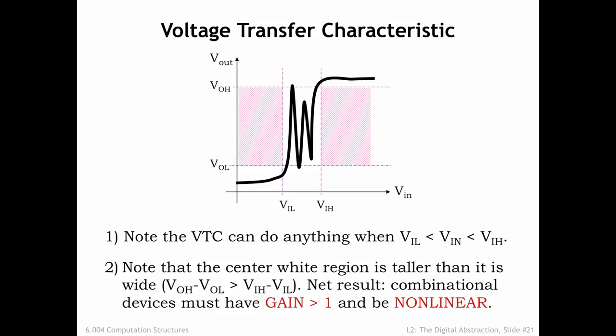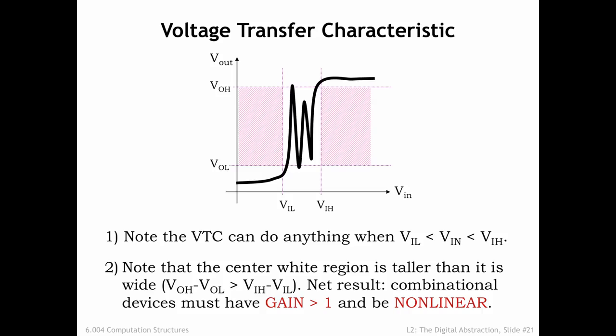At the point where the magnitude of the slope of the VTC is greater than 1, note that a small change in the input voltage produces a larger change in the output voltage. That's what it means when the magnitude of the slope is greater than 1. In electrical terms, we would say the device has a gain greater than 1 or less than minus 1, where we define gain as the change in output voltage for a given change in input voltage.